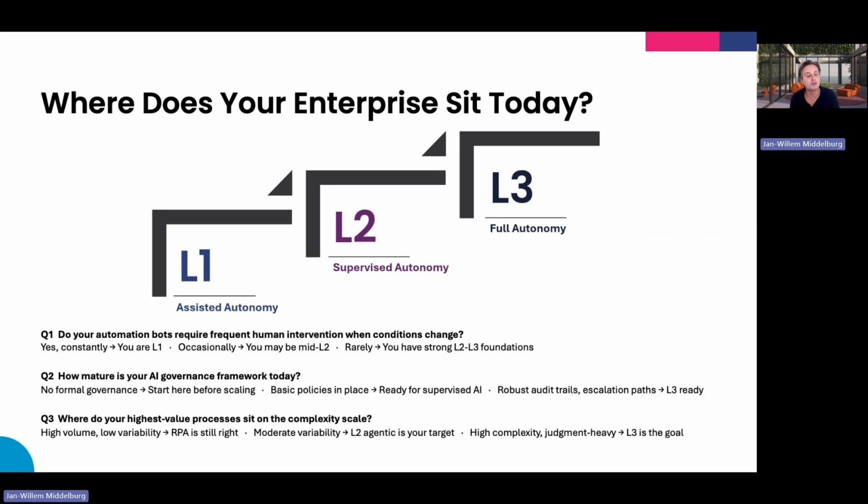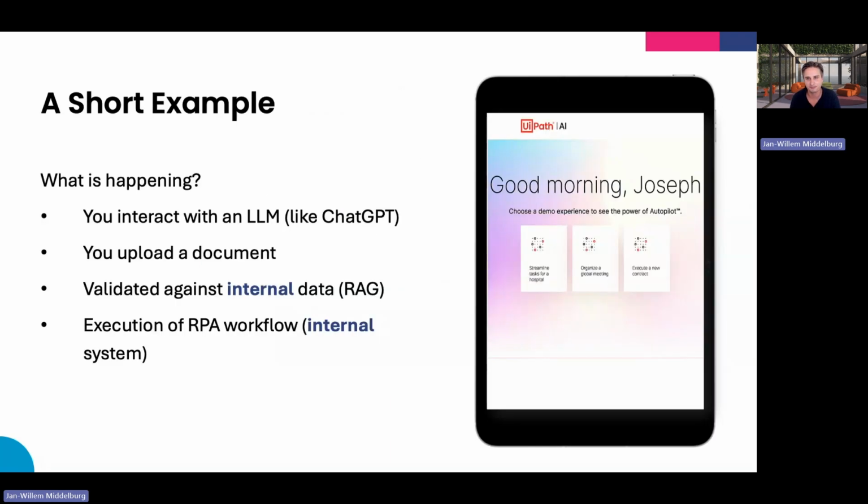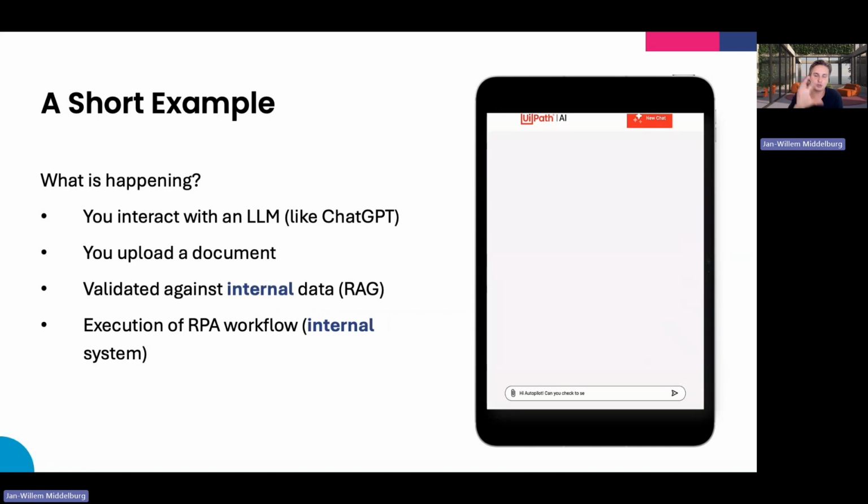If it's high volume, low variability, as we've seen, then you're still very much suitable for assisted autonomy, whereas with high complexity and a high number of different use cases, you're moving towards a more fully autonomous situation. So just a very simple slide and a quick assessment for yourself to see where you sit today. Now, I also promised you that I would show you some very simple demos. So what I've prepared for you today is a very simple example of what would be assisted autonomy.